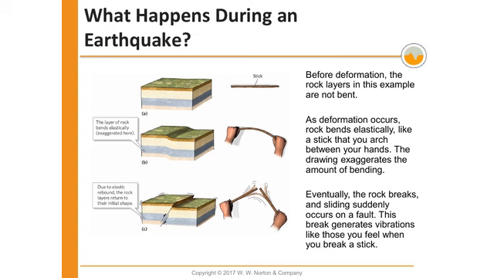Before deformation, you can see that the rock layers are not bent, representing the initial state of the rocks beneath the Earth's surface. Moving to the second image. As deformation occurs, the rock layers begin to bend elastically, similar to bending a stick in your hands. Notice in the drawing how the amount of bending is exaggerated to make it clear. This elasticity means the rocks are storing energy as they deform.